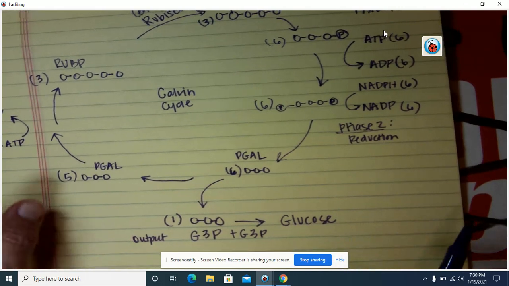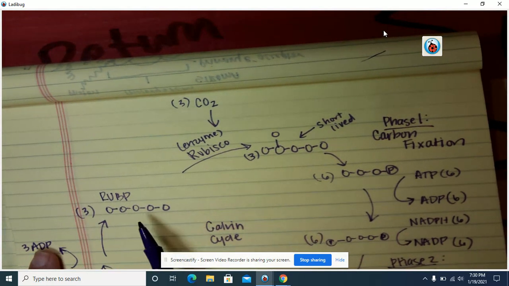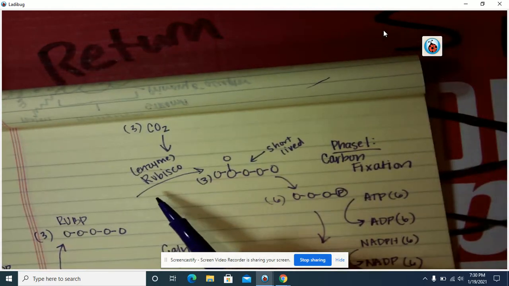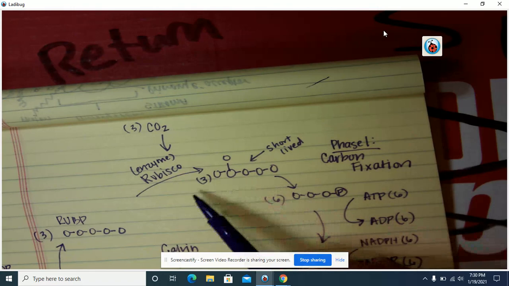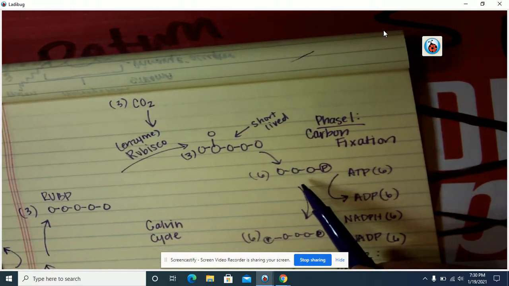Let me go through it one more time. So we start. We've got to have RuBP in place. It's a 5-carbon molecule. There'll be 3 of them for a total of 15 carbons. The enzyme Rubisco, most numerous protein in the world, helps CO2 bind to that RuBP, making a 6-carbon molecule, very short-lived, 3 of them ultimately. It's going to break down into 3 carbon molecules.